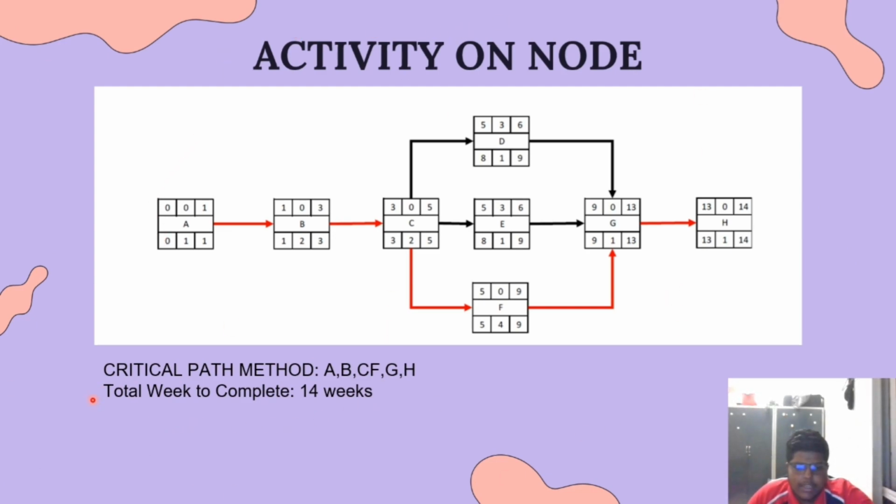As you can see here, the critical path method we got was A, B, C, F, G, H. A represents planning the activity, B represents designing and preparing proposal, C represents 3D modeling and analysis, F represents manufacturing, G represents testing and preparing report, H represents the closure of our project. The total time for us to complete our project was 14 weeks.